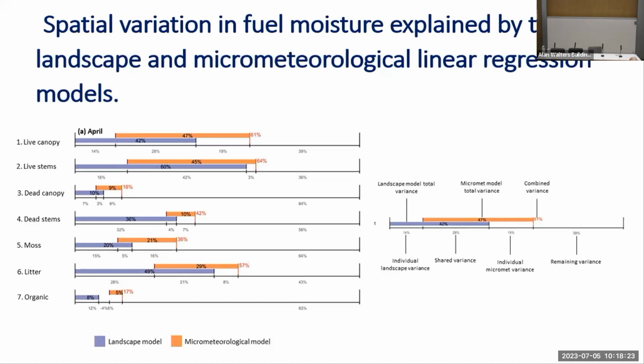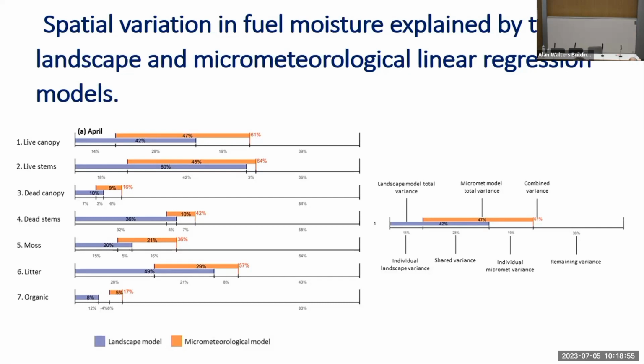So these figures show the partitioned variances of the landscape model and micrometeorological linear regression model, which allowed us to investigate the relative influence of these factors in driving fuel moisture variation. Overall, the combined effect of both models explains between 60 and 72% of fuel moisture variation, and landscape factors were the dominant control over micrometeorological conditions.